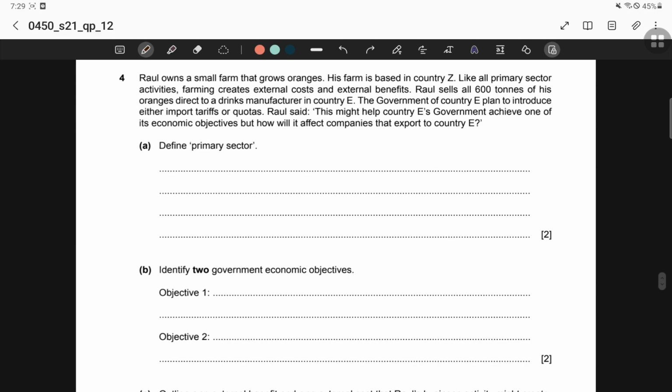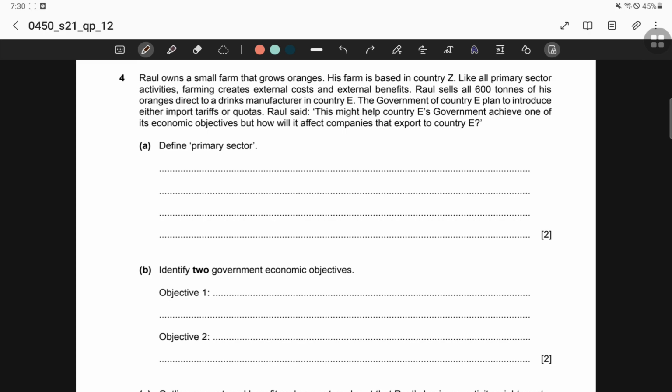Let's go to our last question, the last case study. Question number 4. Raul owns a small farm that grows oranges. His farm is based in countryside. Like all primary sector activities, farming creates external costs and external benefits. Raul sells all 600 tons of his oranges direct to a drinks manufacturer in country E. The government of country E planned to introduce either import tariffs or quotas. Raul said that this might help country E's government achieve one of its economic objectives, but how will it affect companies that export to country E?